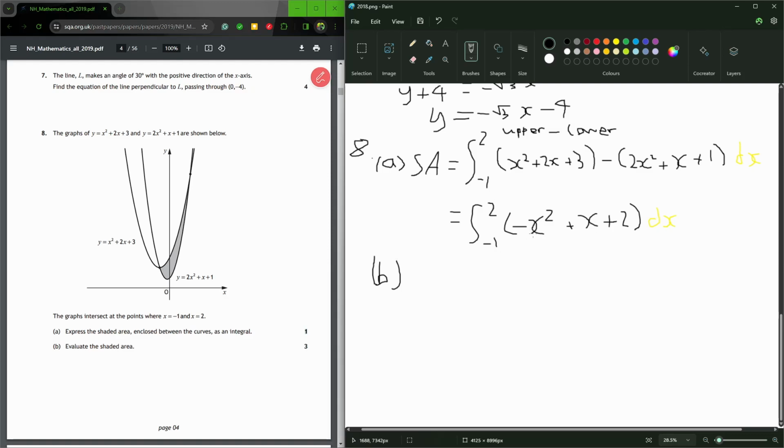So first thing we want to do is make sure it's actually ready to be integrated. And it looks to be fine. Everything's in power form. There's no weird nonsense. There's nothing we need to convert into anything. So I think let's just get integrating.